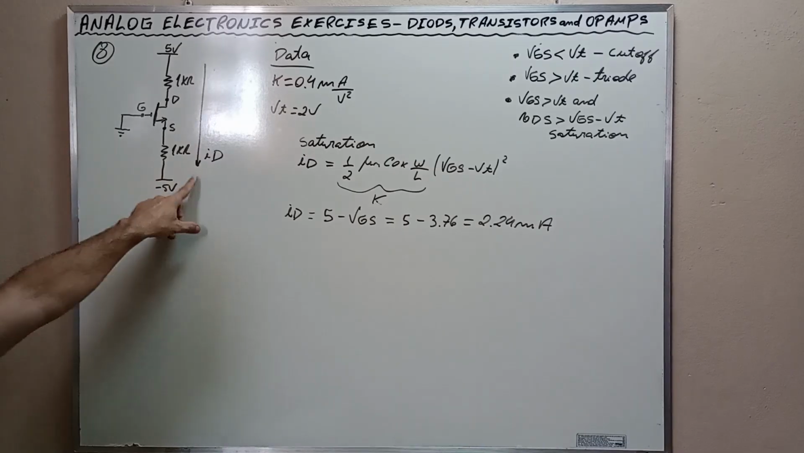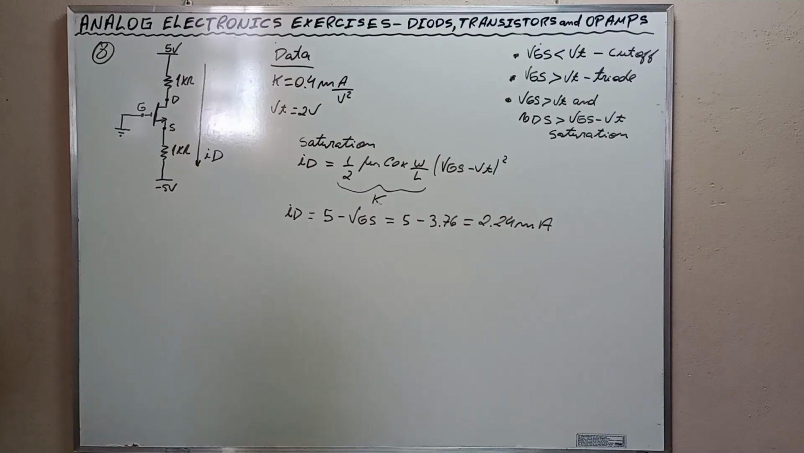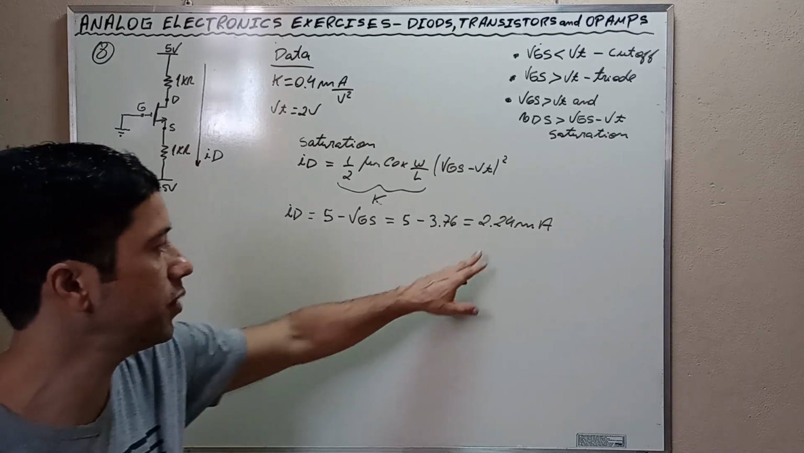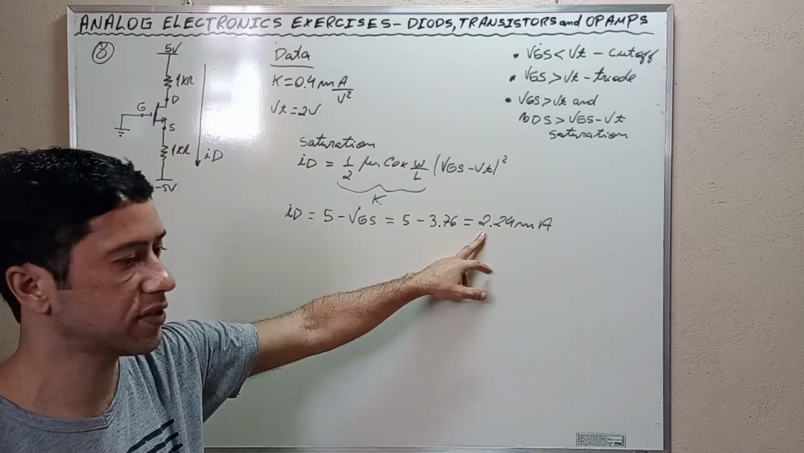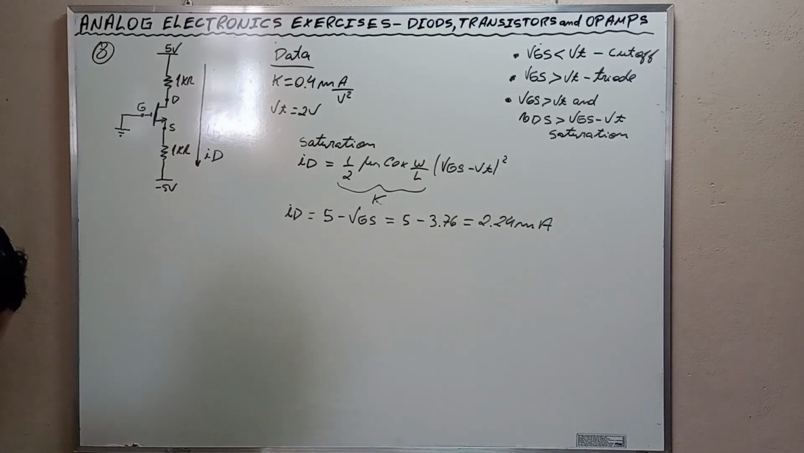Alright, my friends, this is the value of ID for this circuit: the current is ID equal to 2.24 milliamps. Okay? And this was what the exercise wanted, wasn't it? Find the value of ID. We could simply stop here because the exercise only wanted this. But we are going to extend this and try to understand more things.